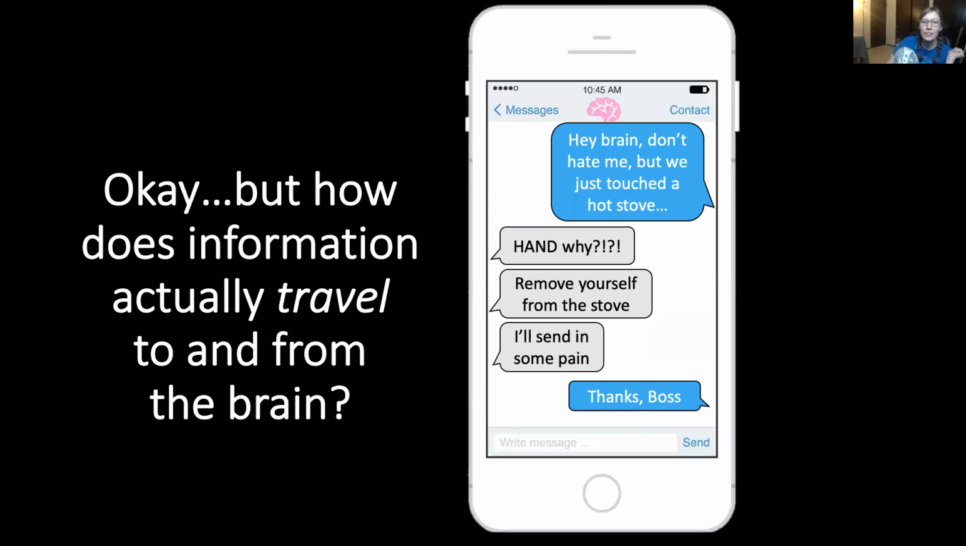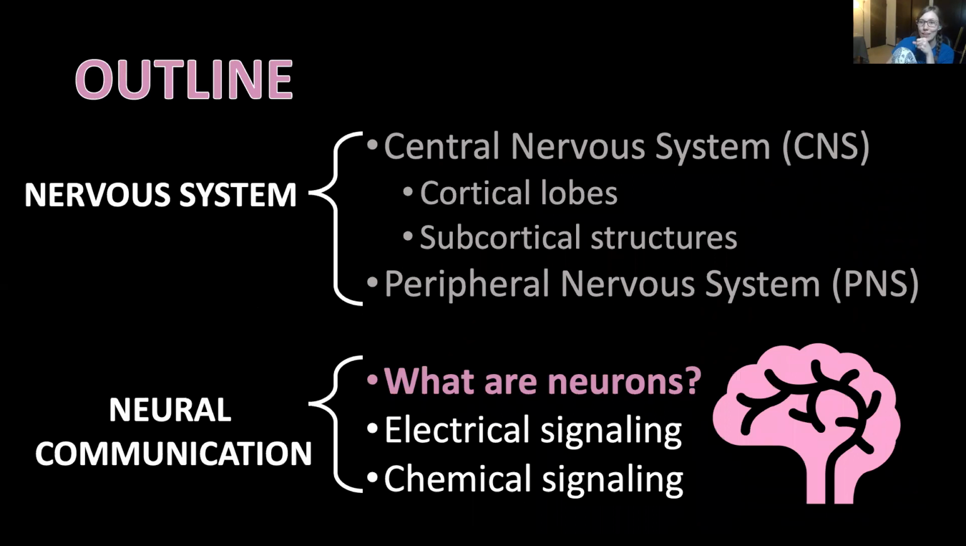So up until this point, we've talked a lot about parts of the body and brain communicating with the body via the spinal cord, those types of things. But how does this actually happen? How does information actually travel to and from the brain? Hint, it's not via texting. So we're going to break down neural communication in the next half of this lecture.